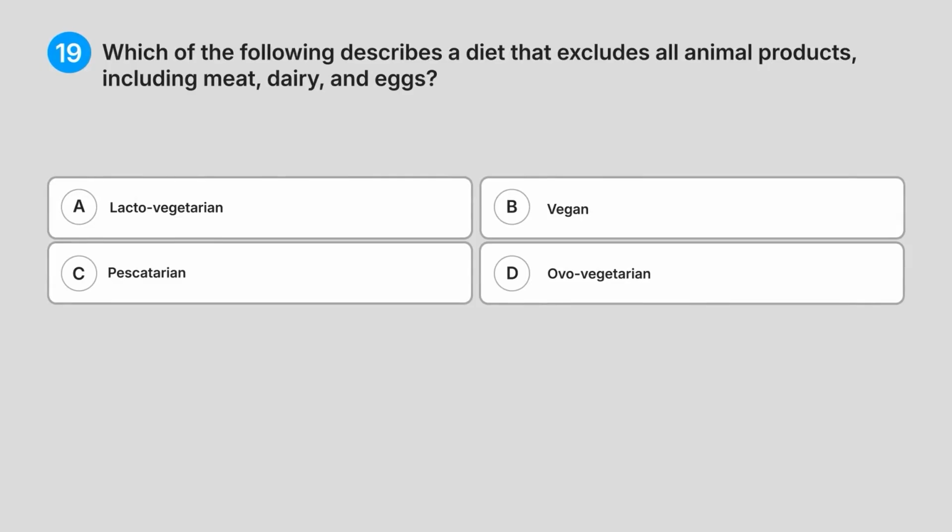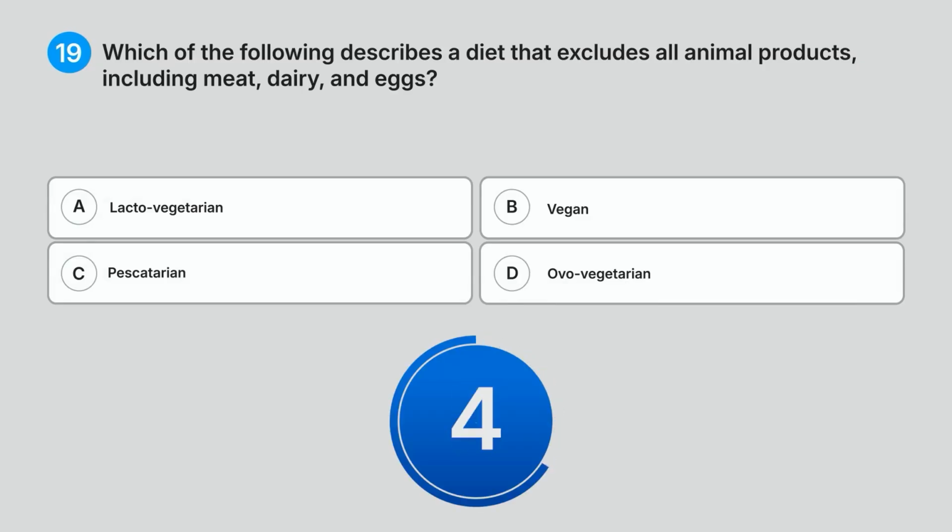19. Which of the following describes a diet that excludes all animal products, including meat, dairy, and eggs? A. Lacto-vegetarian. B. Vegan. C. Pescatarian. D. Ovo-vegetarian. Can you guess the answer?